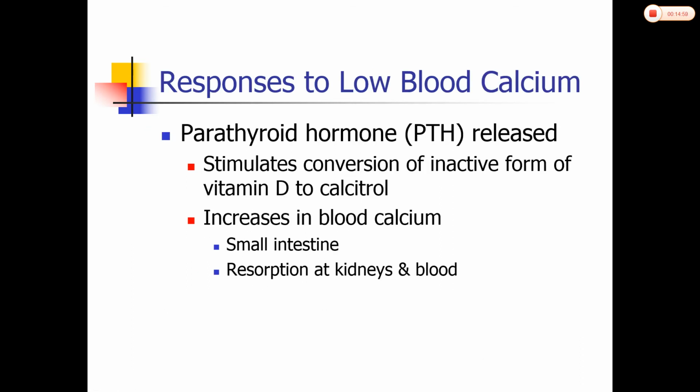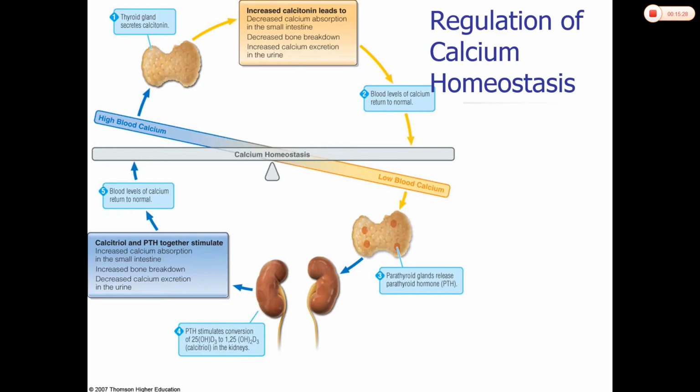So the parathyroid hormone, which is released in response to low blood calcium, stimulates the conversion of the inactive form of vitamin D to calcitriol, which I spoke about in the vitamins as well, and the increase in the blood calcium takes place in the small intestine, due to the reabsorption also at the kidneys from the blood, and they reduce the wastage in the urine.